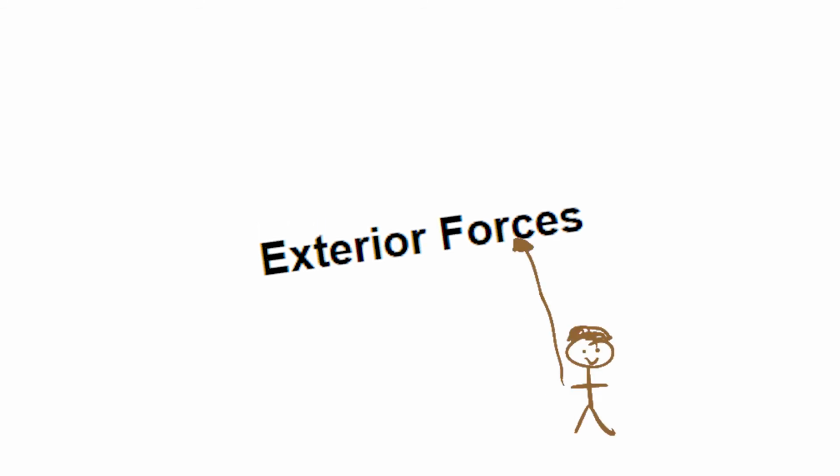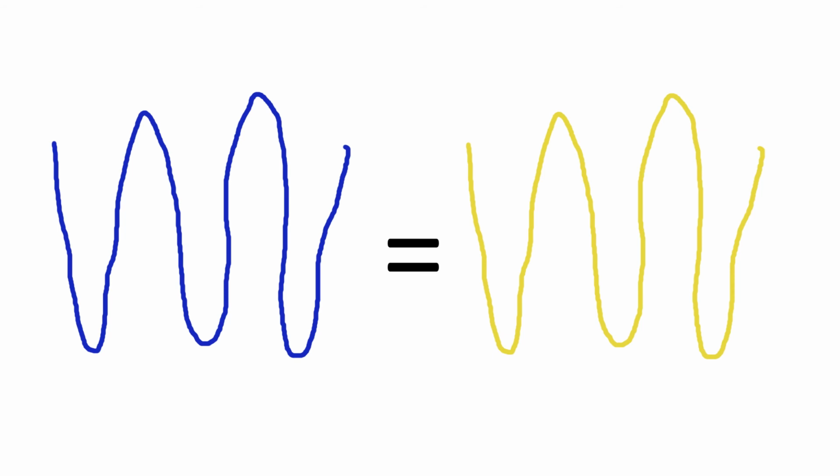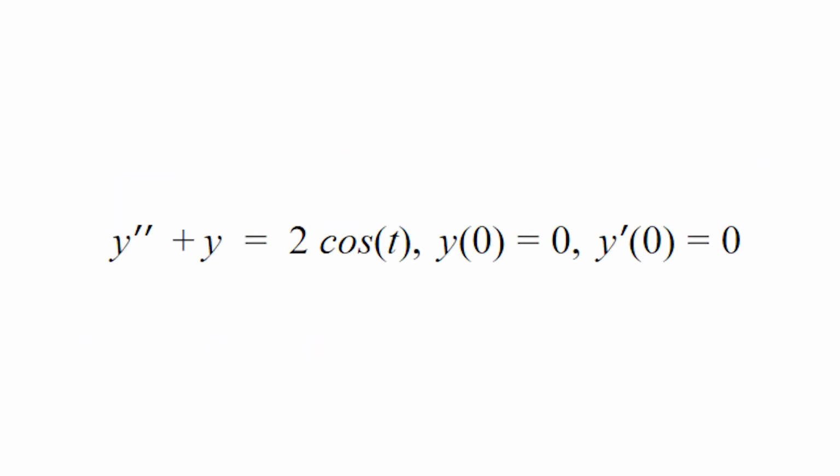Now, instead of a damping force, let's look at an exterior force. These are your scientists with sticks poking around at the system. An interesting case is when the exterior force matches the frequency of the oscillation of the system. In this case here, the 2 cosine t matches the oscillation pattern of the y double prime plus y.